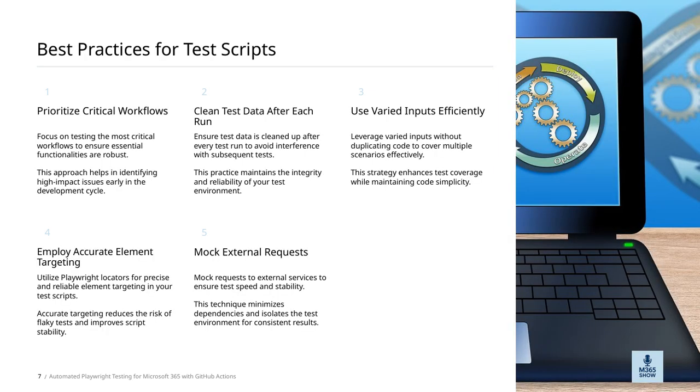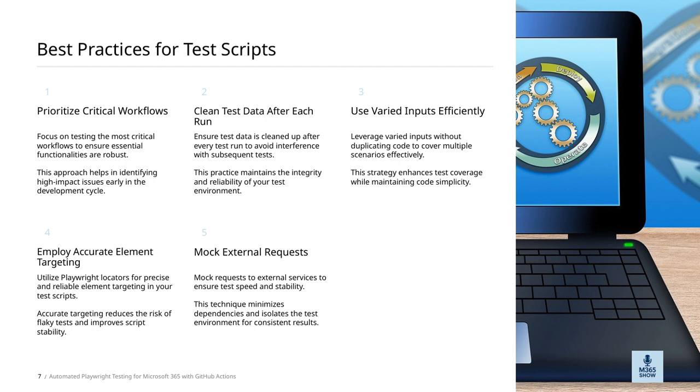Let's dive into some best practices for writing effective test scripts, especially when using automated Playwright testing for Microsoft 365 with GitHub Actions. First, one key point is mocking requests to external services. This helps ensure that our tests run quickly and stay stable. By mocking these external calls, we minimize dependencies on outside systems and keep our test environment consistent, which is crucial for reliable results.